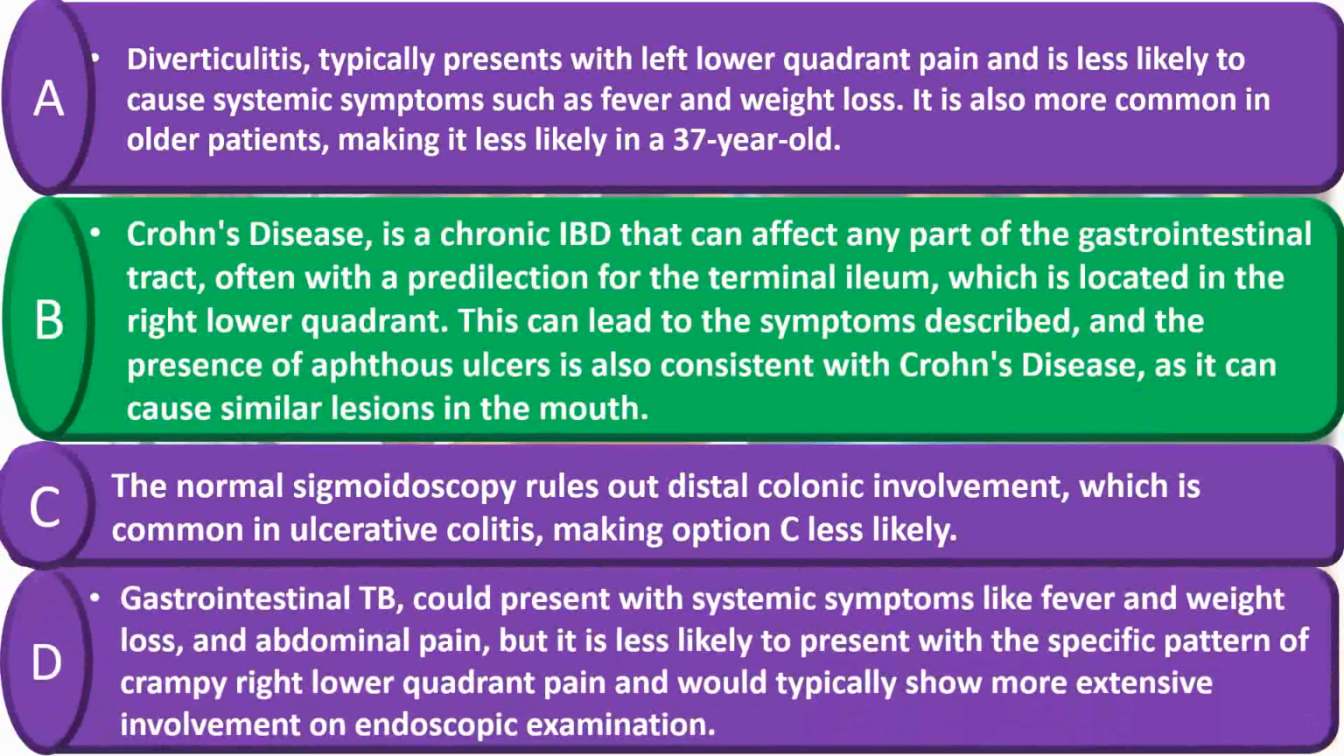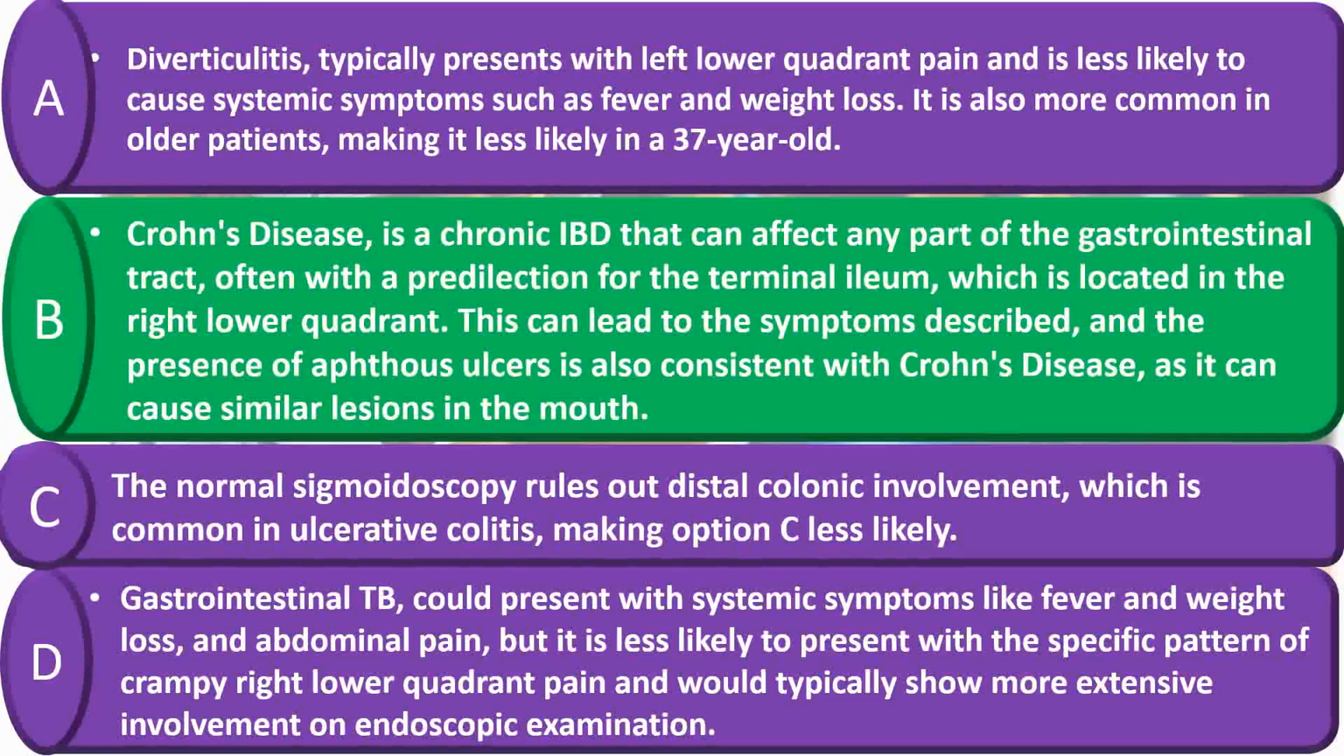Option D, gastrointestinal tuberculosis, could present with systemic symptoms like fever and weight loss, and abdominal pain, but it is less likely to present with the specific pattern of crampy right lower quadrant pain and would typically show more extensive involvement on endoscopic examination. Therefore, based on the information provided, option B, Crohn's disease, is the most likely diagnosis.